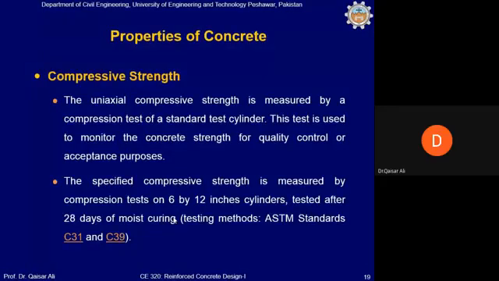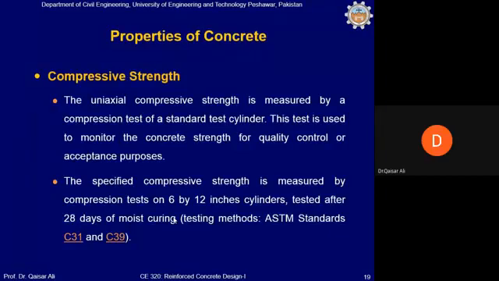It is used as an indicator. It is one of the most important properties of concrete, the compressive strength. And the compressive strength is measured by a compression test of a standard test cylinder. This test is used to monitor the concrete strength for quality control acceptance purposes.